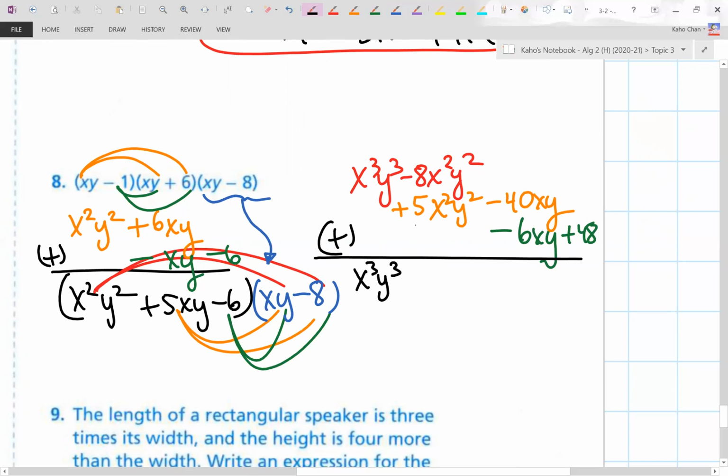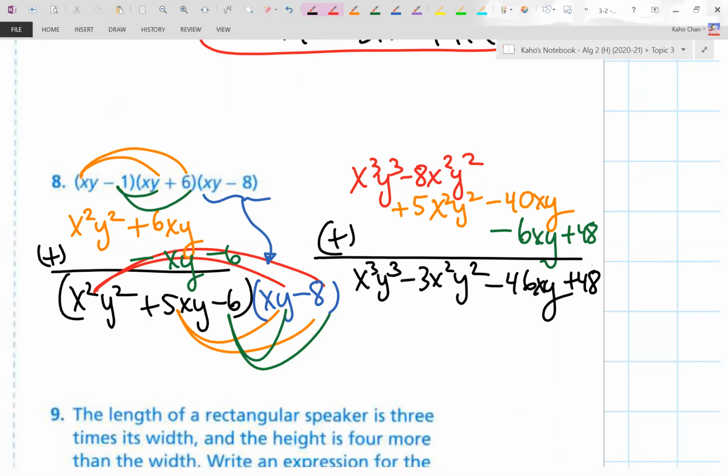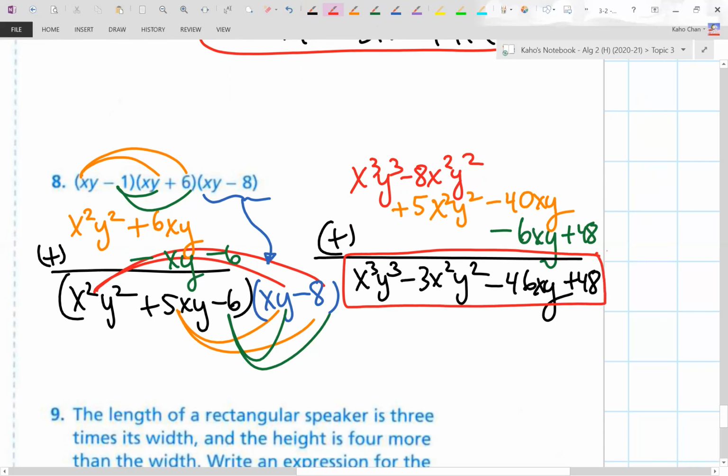Here we go. X cubed, y cubed, nothing else. Minus 3x squared, y squared, minus 46xy, plus 48. And I think we are done. Yay. Wow. Quite some work there.